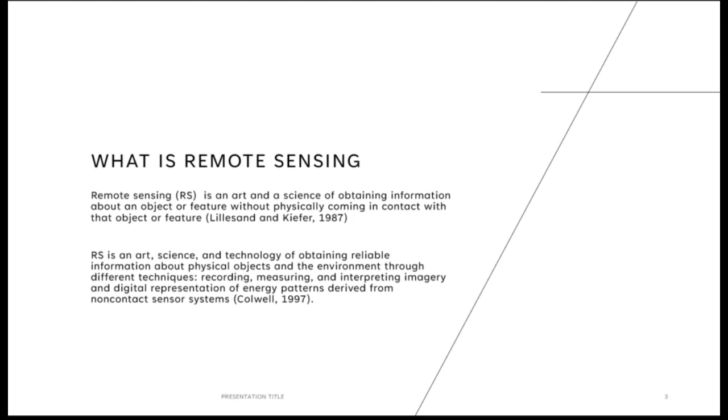So remote sensing is an art and a science of obtaining information about an object or feature without physically coming in contact with that object or feature. And that was a quote from Lillesand and Kiefer from 1987. And a similar quote, RS, the acronym, is an art, science, and technology of obtaining reliable information about physical objects and the environment through different techniques recording, measuring, and interpreting imagery and digital representation of energy patterns derived from non-contact sensor systems. And that was Colwell in 1997.